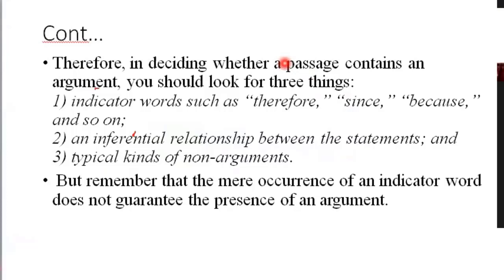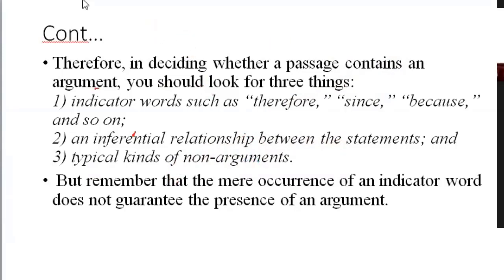Therefore, in deciding whether a passage contains an argument, you should look at three things. These are the recommended tips. The first one is indicator words, like for, since, because, as a result, because of that, as a result of that. The second one is the inferential relation between the statements, that is, the premise and the conclusion. They are both statements, inferential.